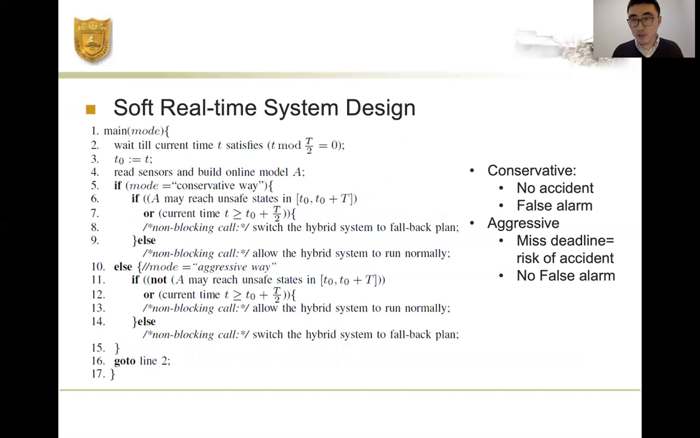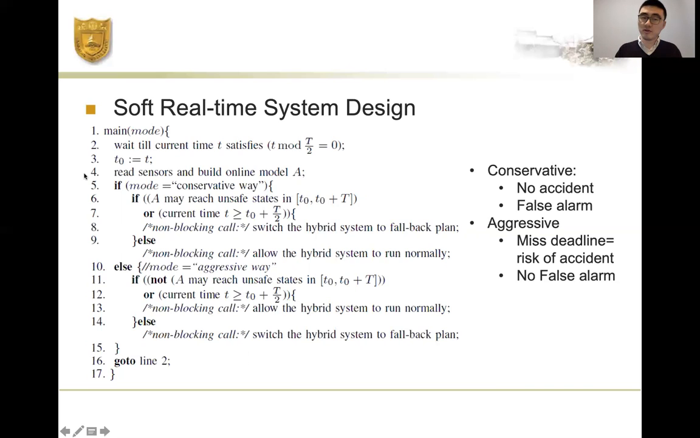So the second one is the soft real-time system design. We do it in two ways. One is the conservative way, the other is the aggressive way. For the conservative way, we still read the sensor, build the model, and do the checking. If the system may reach unsafe states in this time unit, or the current time T is larger than T0 plus half of T, that means we have not gotten the result from the previous checking. It has not finished, so we don't know if it's safe or not.